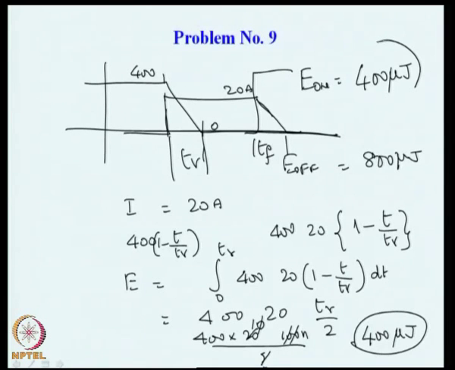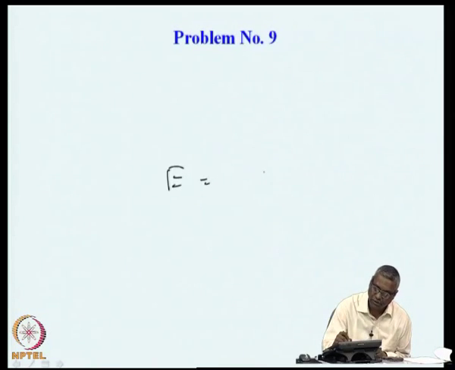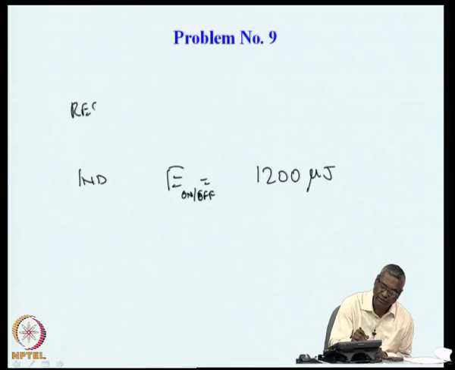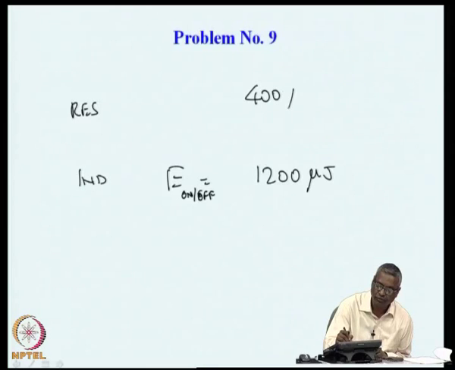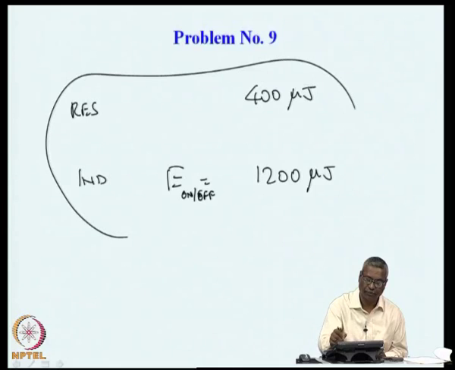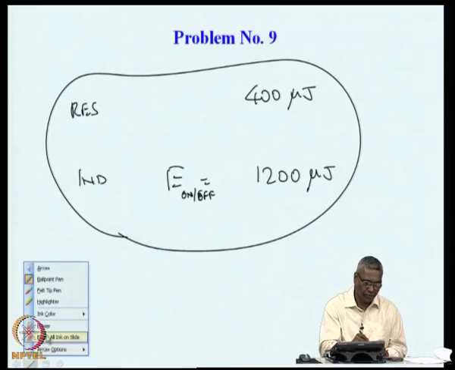So, you see that the turn on energy loss is 400 microjoule, the turn off loss is 800 microjoule, and so we can say that the total loss is 1200 microjoule from on to off. This is inductive, and if the same thing was resistive, we saw that this was only 400 microjoule. That was the previous example that we had seen. Okay. So, let us see the next question.